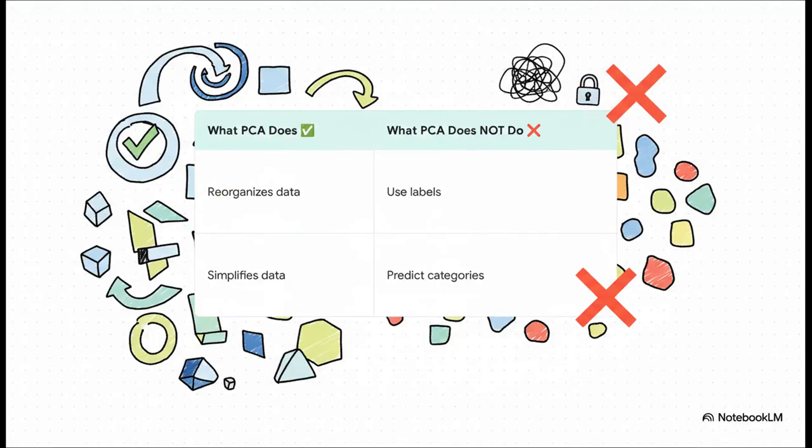Now, it's really important to get what PCA is and what it is not. It is a tool for reorganizing and simplifying data. It does not predict things, and it doesn't use any existing labels. That's because it's what we call an unsupervised technique. It just looks at the data itself and finds the patterns hidden inside, without any hints or answers ahead of time.